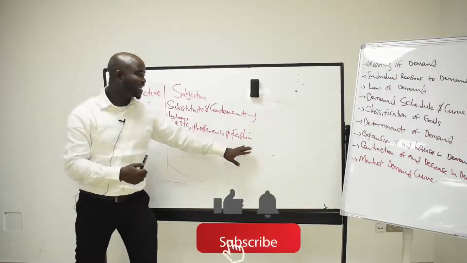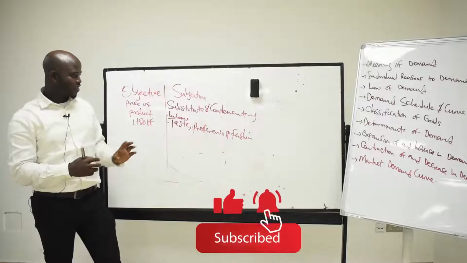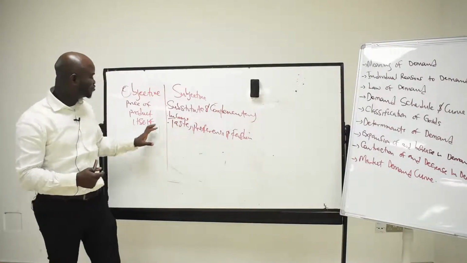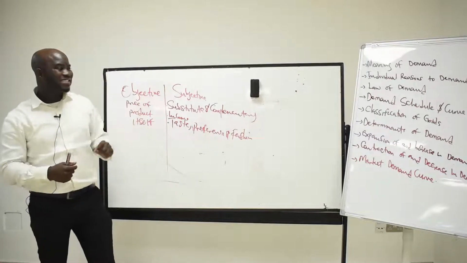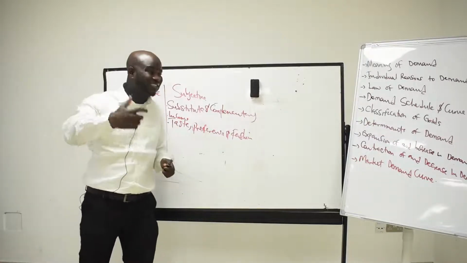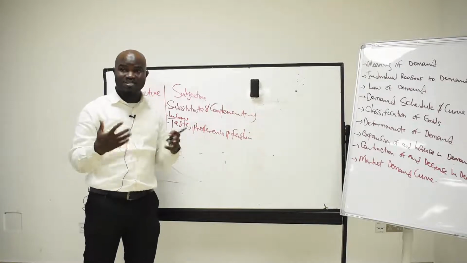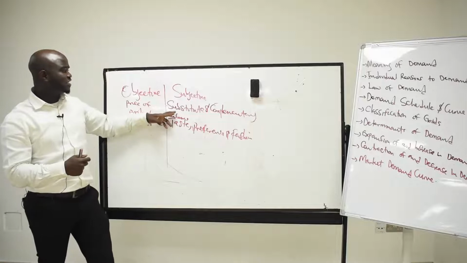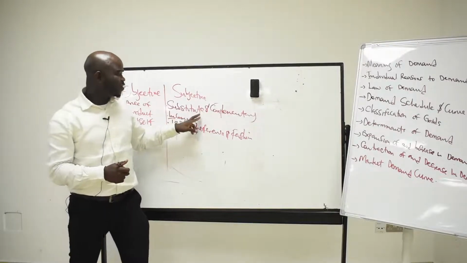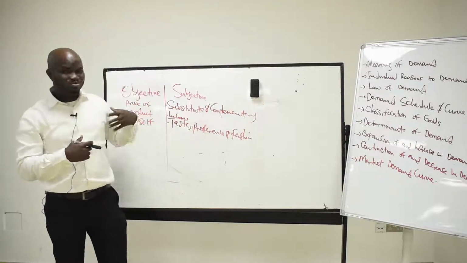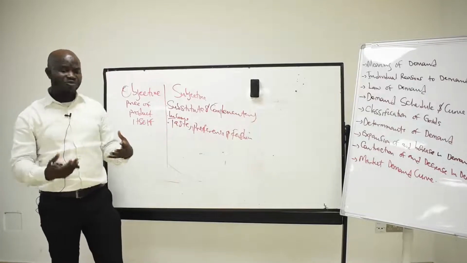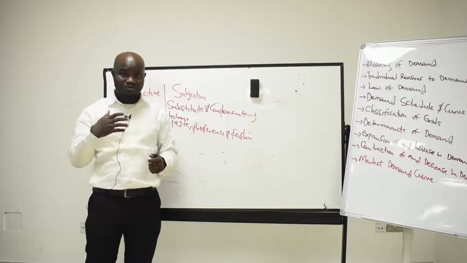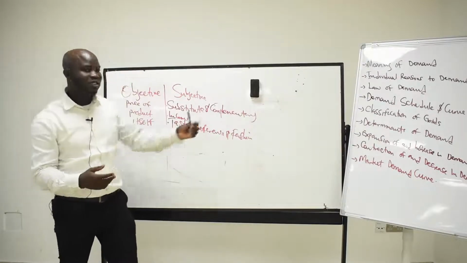So this also determines what we call the determinants of demand. So these four are the important determinants of demand that determine the quantity the consumer is expected to buy at the end of the day. The price of the product itself. We also have the price of the substitute or the complementary goods. Then the income of the consumer, the taste, preferences, and the fashion of the consumer also determine the quantity the consumer is expected to buy.